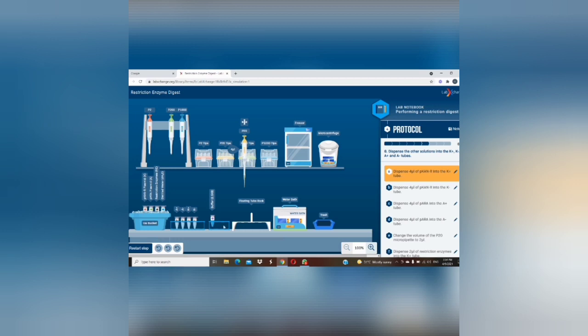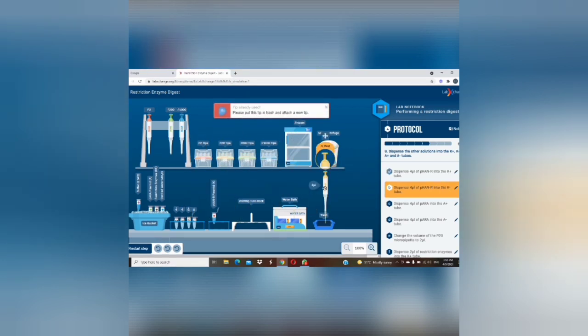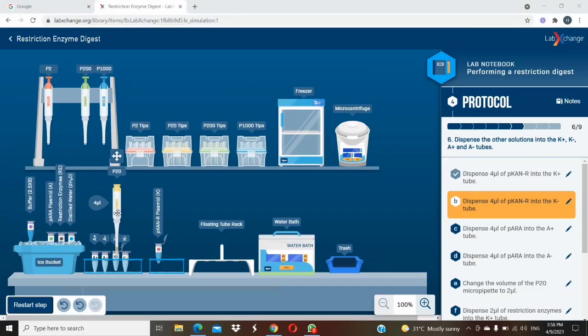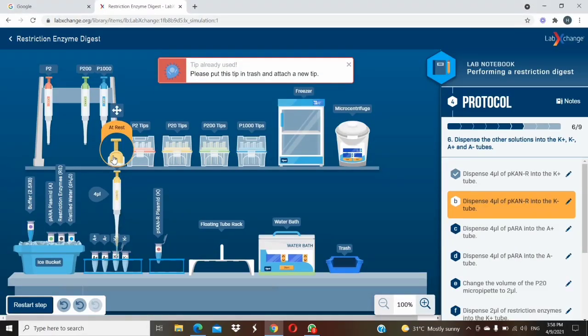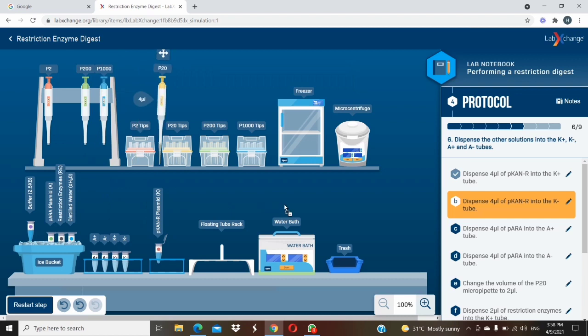Now let's dispense the, okay, we get it back into the buffer. Let's take one by one. Okay, let's open it. Dispense. Okay, let's start in order. Okay, positive. Let's dispense it, close it, and then eject the tip into the trash.